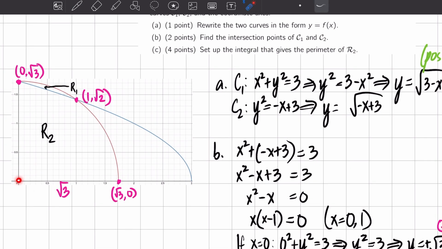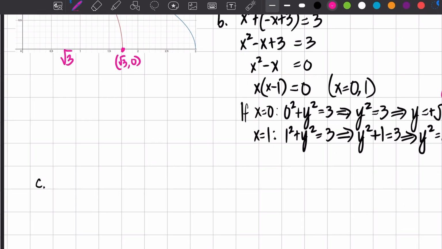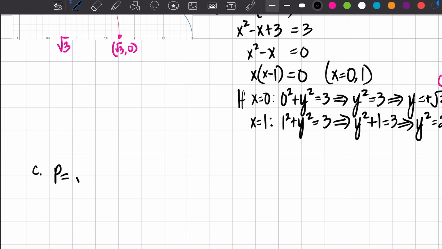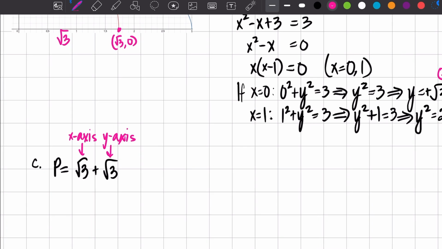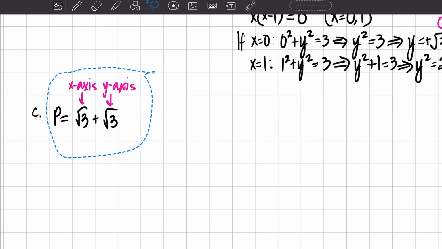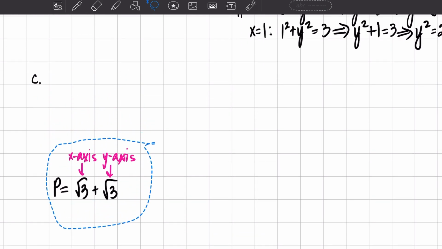So if this one is (0, 0) and this one is (square root of 3, 0), then the length of that one is square root of 3. Then same thing here, (0, 0) to (0, square root of 3), we have length square root of 3. So for the first one, our perimeter is square root of 3. This one comes from the x-axis part. Then another square root of 3 from the y-axis part. Okay? I'll just put it here since we will do more calculations.